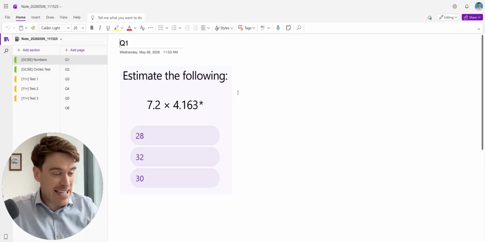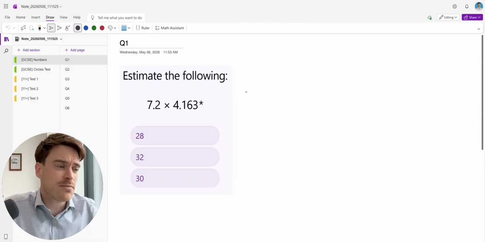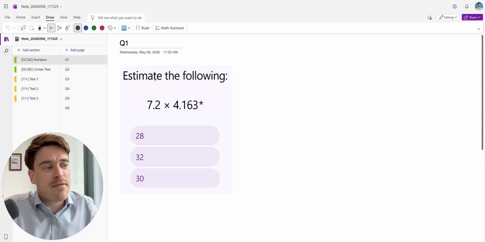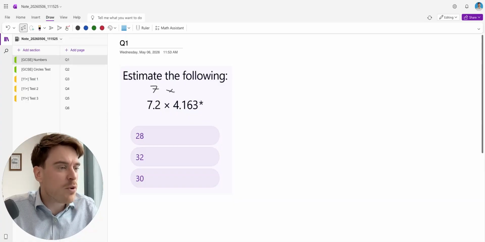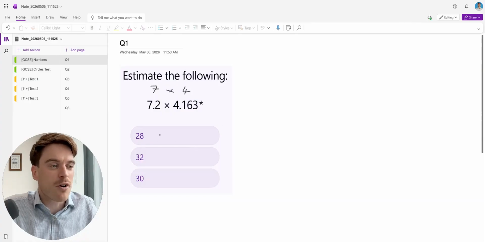Start off with the first one. Estimate the following question. You can get this right. Go on, you can do this. Estimate the following. Bring 7.2 to 7. And bring the 4.1 to what? You're going to bring it to 4. Easy. Should be the easiest question in the world for you. Tick. 28. Nice and simple.